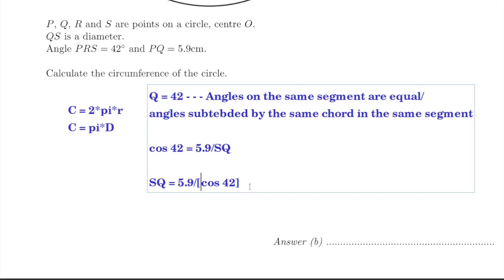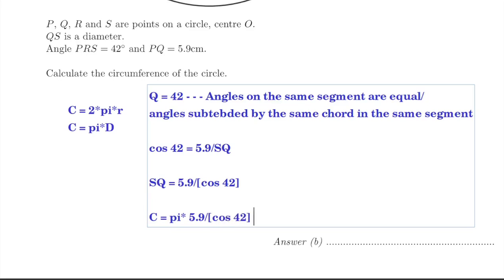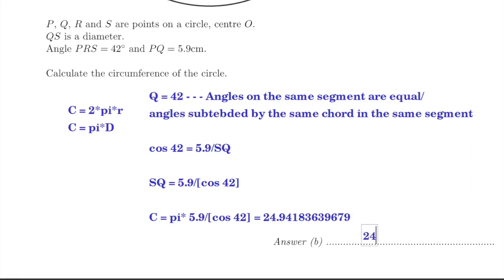Then this is our diameter, so the circumference is equal to pi times 5.9 over cos 42. So the circumference is going to be equal to 24.94183639679, and this is approximately 24.9. That's the circumference of the circle.